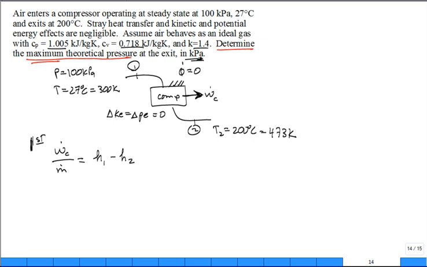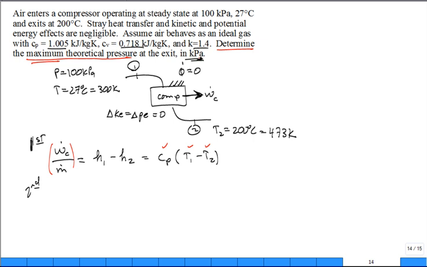All right. How about the second law? Second law. Yeah, because we're given constant specific heat, C sub P, T1 minus T2. So the C sub P's are given, the T's are given, so you know what work is required, regardless of what pressure it comes out at.